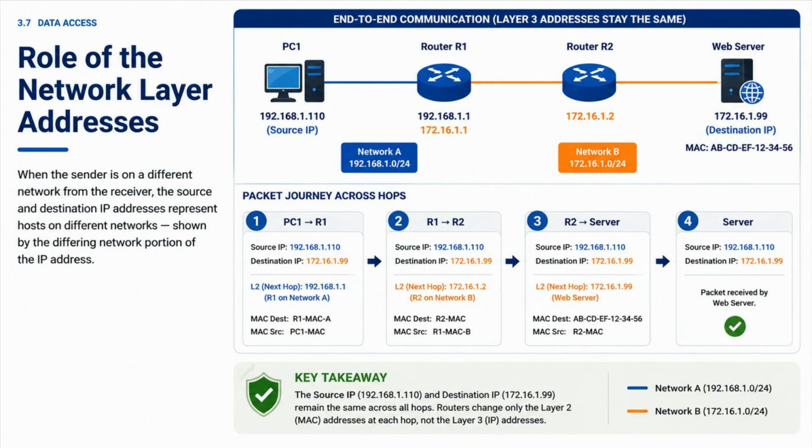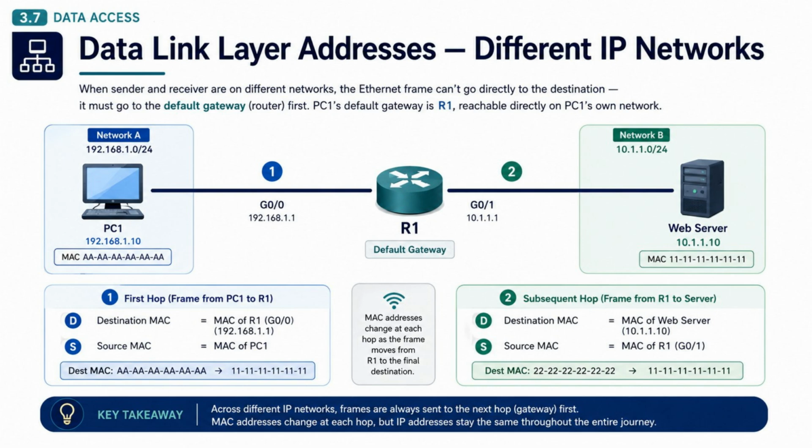Key insight, shown on screen. Source and destination IP addresses stay exactly the same across every hop, even through multiple routers. PC1's IP and the web server's IP never change end-to-end. Only the network portion differing between source and destination is what tells the devices they're on different networks. Contrast with the last slide.